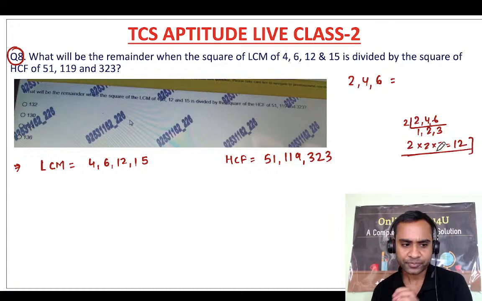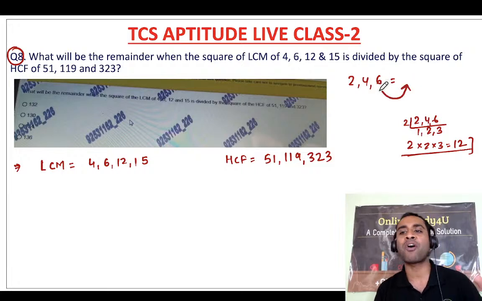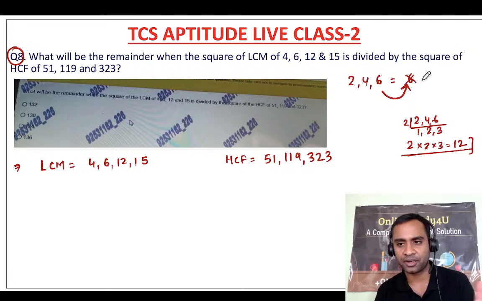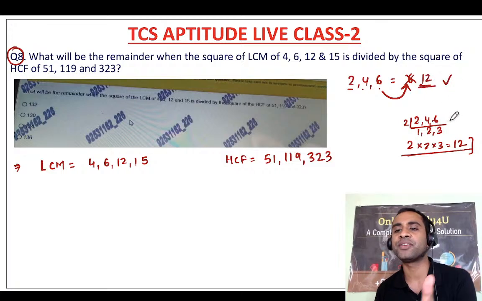Now, your LCM will always be a multiple of the bigger number. So let us start with 6. 6 is not divisible by all three, so that is done. Then what is the next multiple of 6? 12. Now 12 is divisible by all three: 2, 4, 6. Yes sir, that means 12 is your LCM.